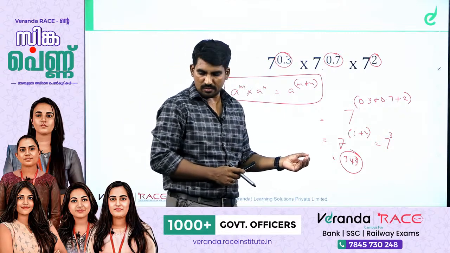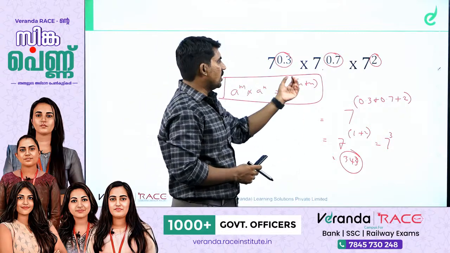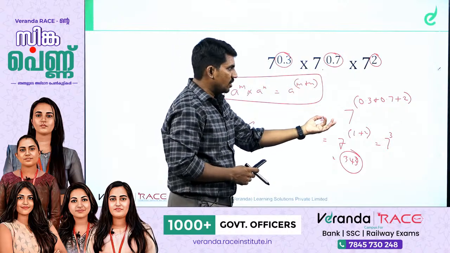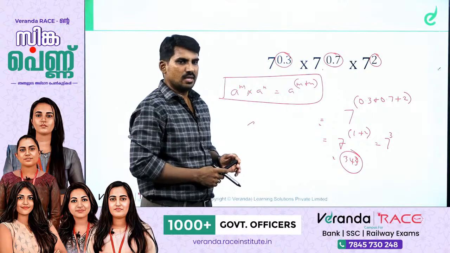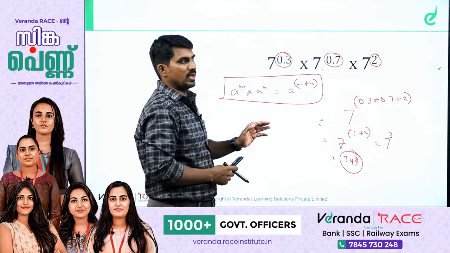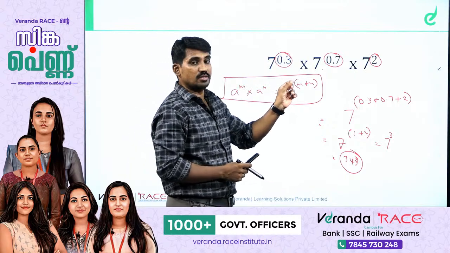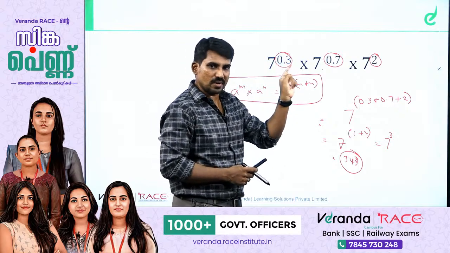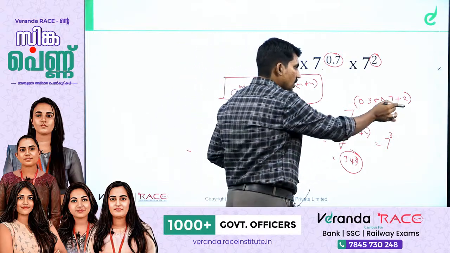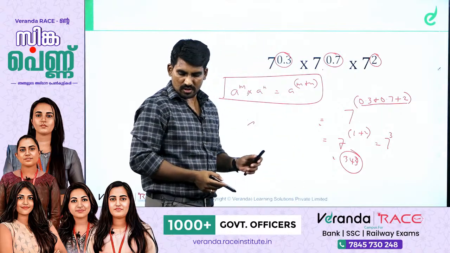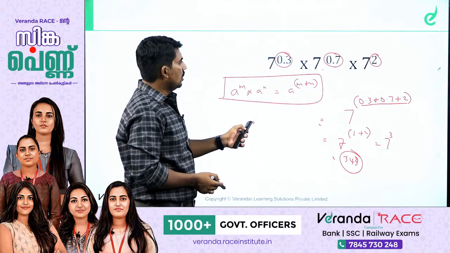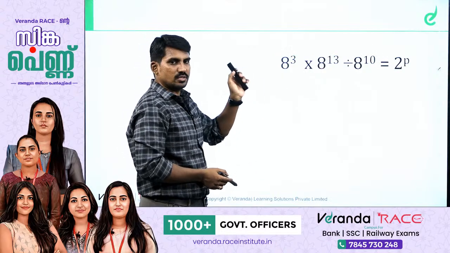Clear? 343. What we are doing, base same, we are writing the base one time, then adding all the powers, 0.3 plus 0.7 plus 2. Therefore, 1 plus 2, 3, 7 cube is what? 343. Right? Now, try this question.